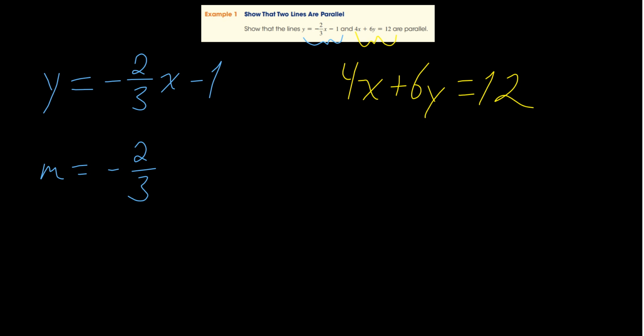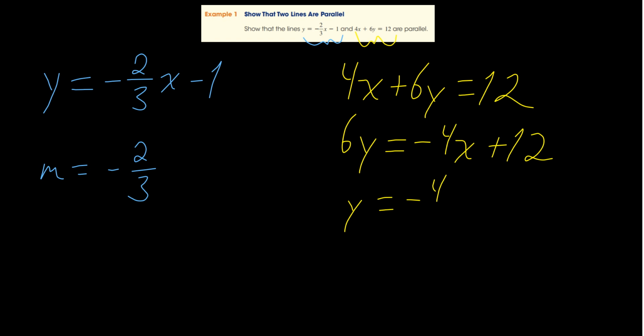If I want to put this into slope-intercept form, I need to isolate the y. I need it to look like y equals mx plus b. So first, I'm going to subtract 4x from both sides. So I've got 6y is equal to negative 4x plus 12. I'm going to divide both sides by 6. So I've got y is equal to negative 4/6x plus 2. And this can be reduced to negative 2/3, right?